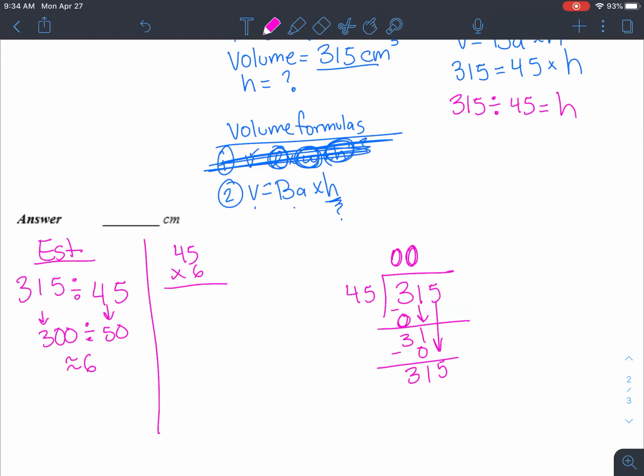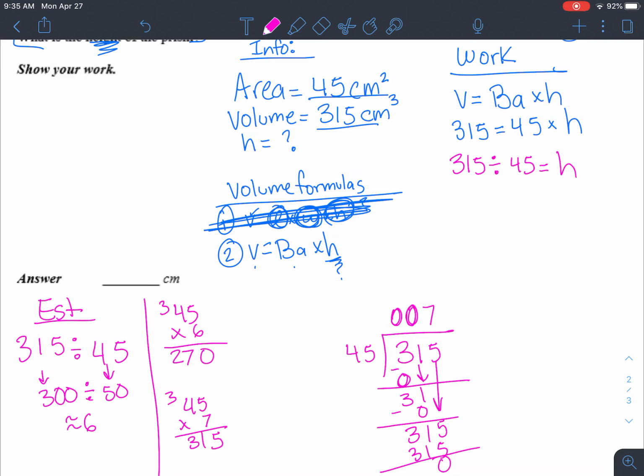45 times 6. 6 times 5 is 30. Put the 0, regroup the 3. 6 times 4, 24 plus 3 is 27. That seems pretty close to 315. That I think I might be able to go in another group. Let's try 7. 45 times 7. 7 times 5 is 35. Put the 5, regroup the 3. 7 times 4 is 28, plus 3 is 31. Oh, what do you know? It goes in perfectly 7 times. 7 times 45 is 315. I get 0.